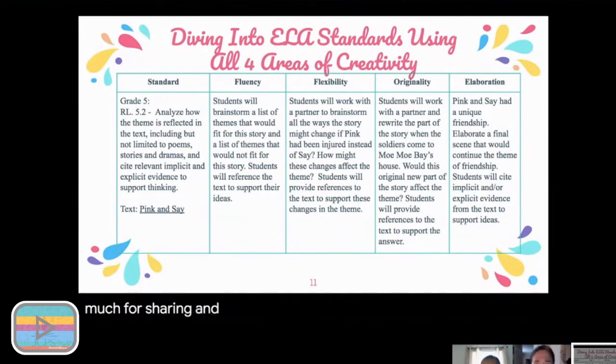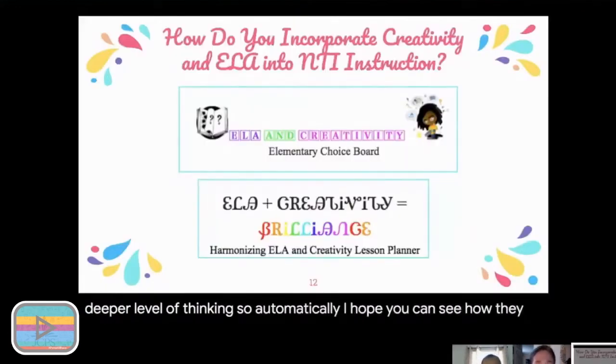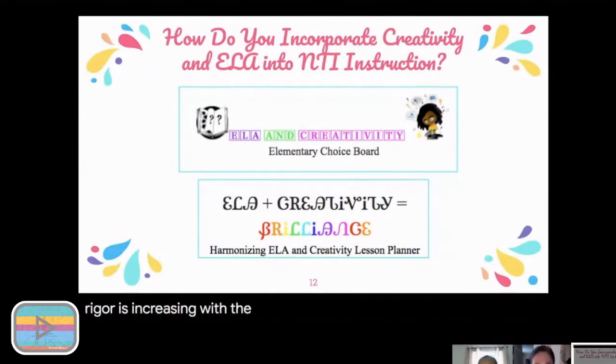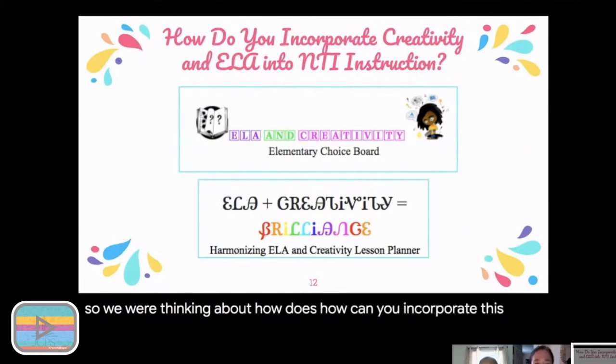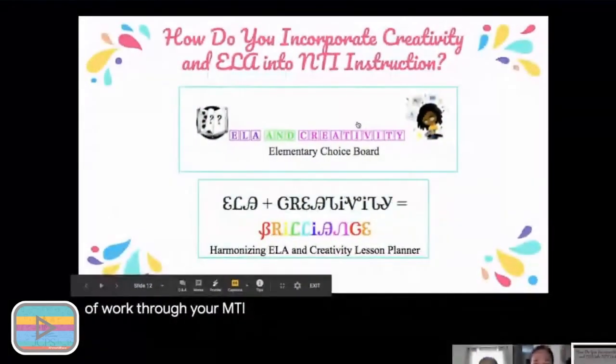And as Dominique has said, this takes students to a whole deeper level of thinking. So automatically, I hope you can see how the rigor is increasing with the activities that are combined with creativity. So we were thinking about how can you incorporate this kind of work through your NTI instruction?